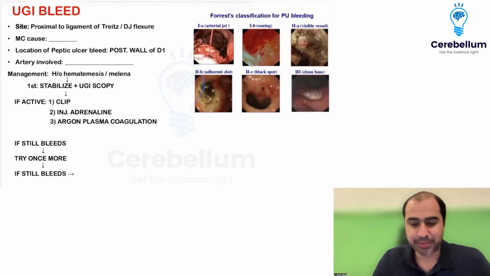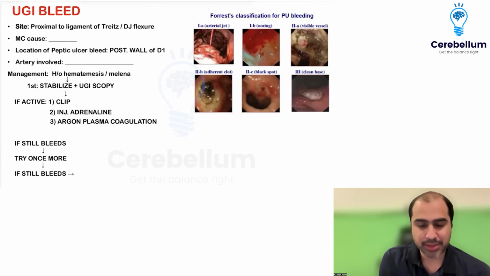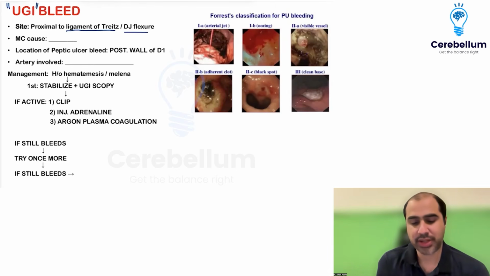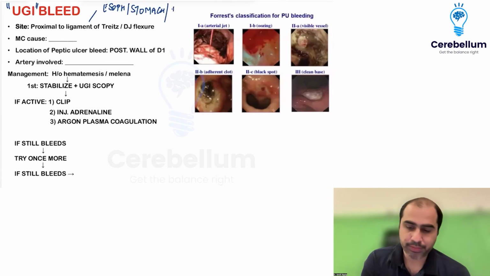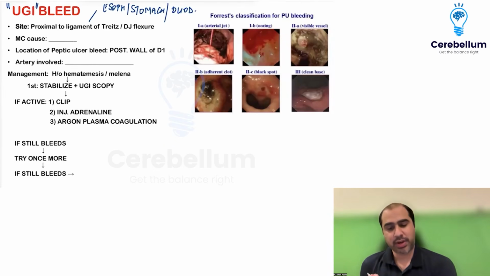Upper GI bleed? Upper GI means the source of the bleeding should be proximal to the ligament of Treitz, or proximal to the DJ flexure. Simply put, the source should either be the esophagus, or stomach, or duodenum. Okay, source of bleeding: esophagus, stomach or duodenum.